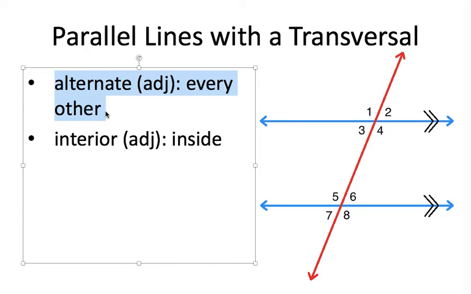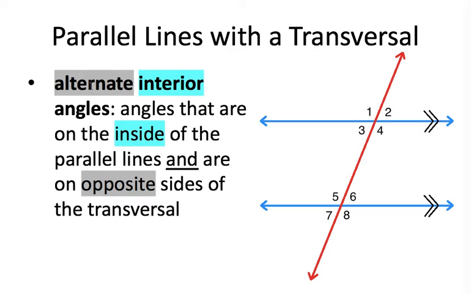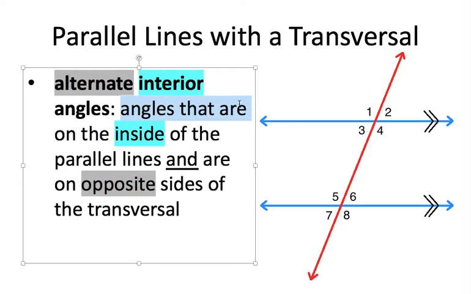Alternate is an adjective that means sort of every other. Interior means inside, also an adjective. So alternate interior angles are angles that are on the inside of the parallel lines and are on opposite sides of the transversal. This interior matches the word inside, and this word alternate matches the word opposite.